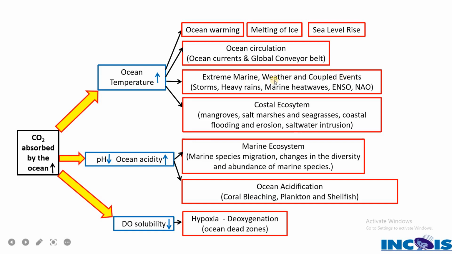Similarly, extreme marine weather and coupled events, these kinds of events will also accelerate. This means events like storm surges, cyclones, storms like hurricanes and typhoons, associated heavy rainfalls, marine heat waves, and climate modes like ENSO, El Nino Southern Oscillation, North Atlantic Oscillation, and Pacific Decadal Oscillation.